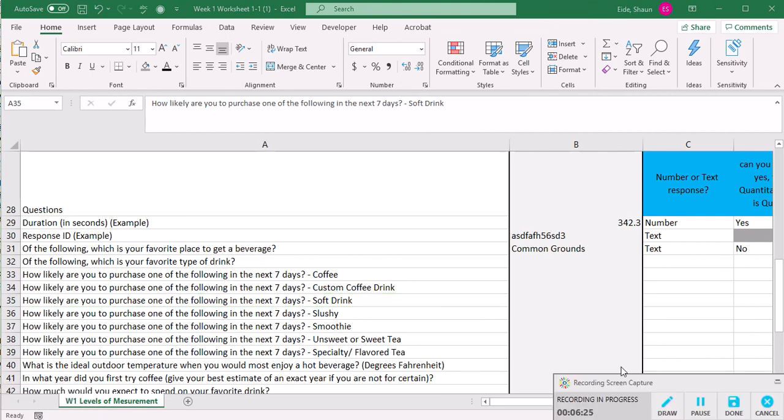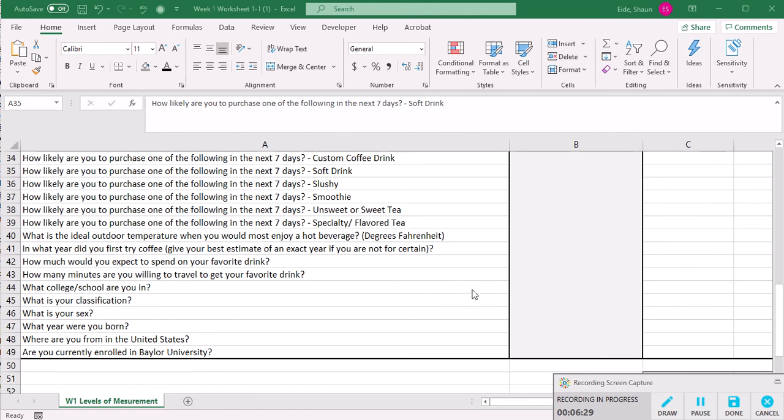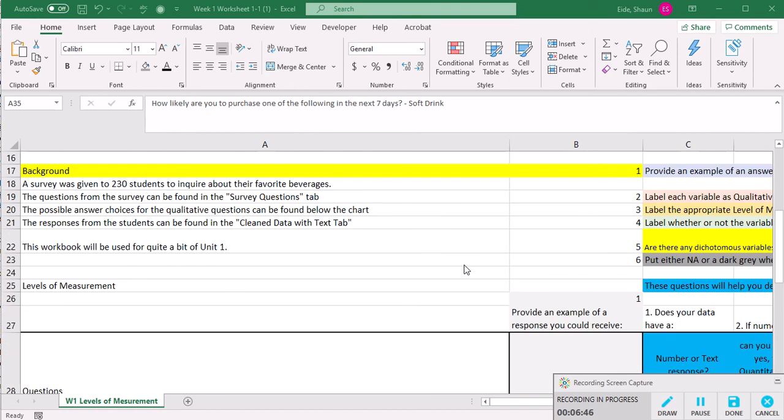After you're done completing this, I would suggest you go ahead and take quiz 1. Between the definitions on the Canvas page, the textbook, and this worksheet, you should be really well prepared to do well on quiz 1.